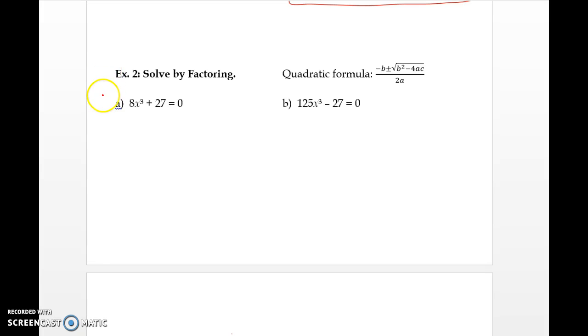So in example A above, we already factored this out to be 2x plus 3 times 4x squared minus 6x plus 9. And now that we have the equal 0 here, for this to equal 0, this linear parenthesis needs to be 0, or this quadratic parenthesis needs to be 0. It doesn't matter which one. So we set them each equal to 0 so that we can solve.